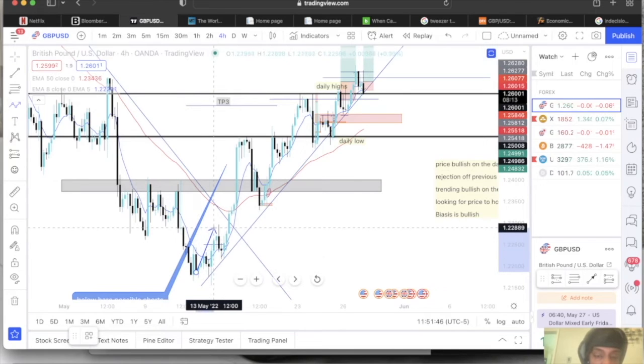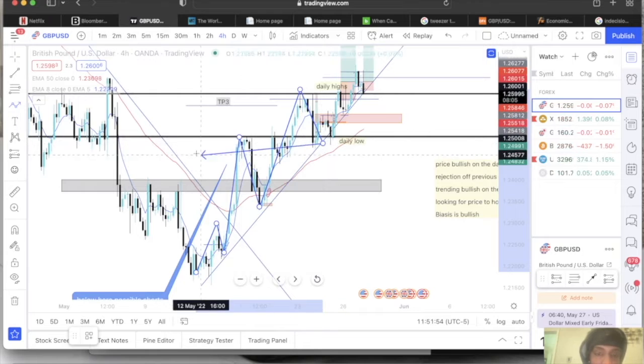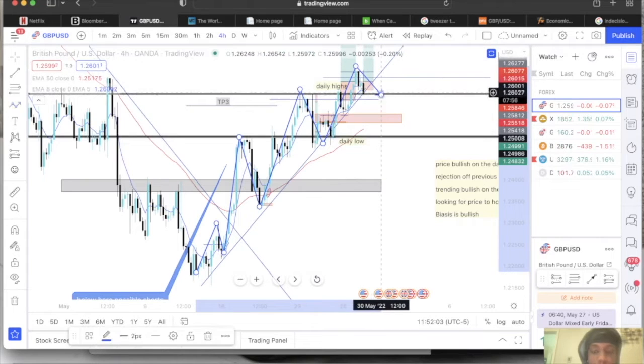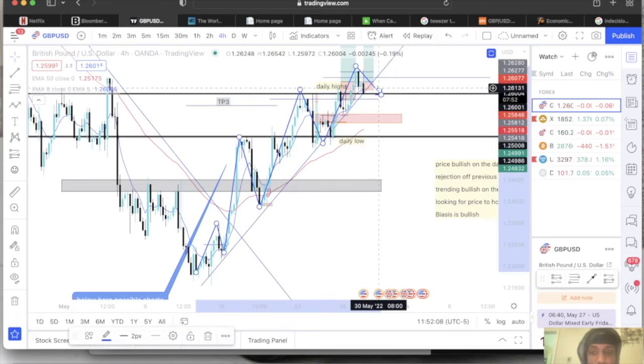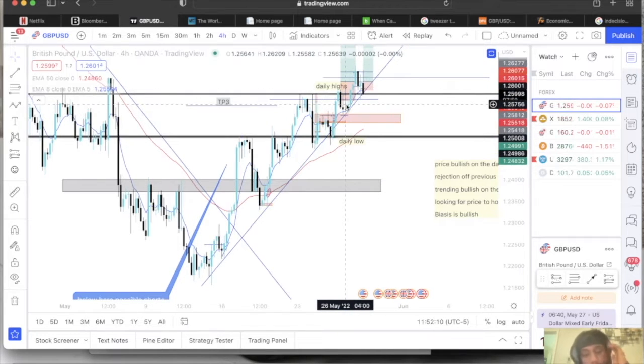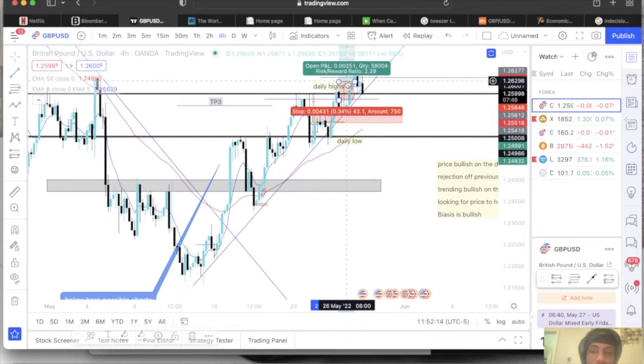This is the markets in the trending condition: higher high, higher low. It's making new highs and new lows, rejecting off this previous low and making a new higher high, and then making a new higher low. Then it'll probably continue going bullish. But yeah, that's the trending condition of the markets.